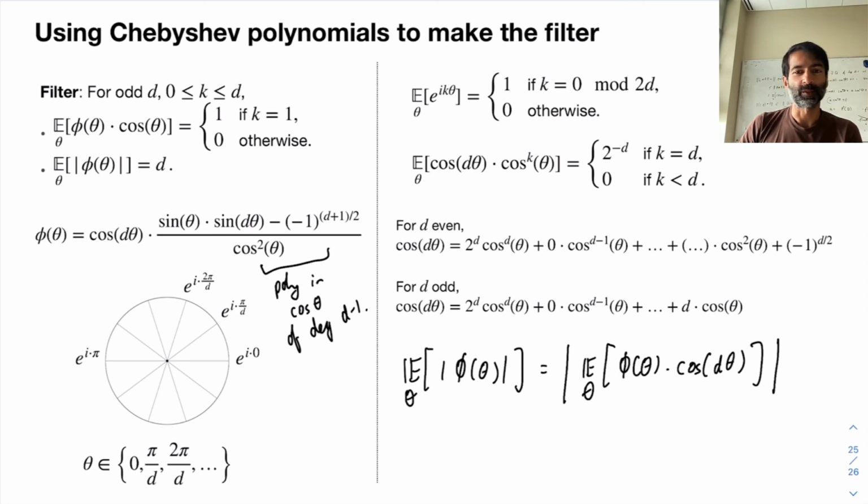Okay, so we have this identity, and now you see that because phi is a filter, we've already proved this part. What we're going to get here is the linear coefficient of cosine theta, which I explained has magnitude exactly d. So this is equal to d. All right, so I used a lot of properties of Chebyshev polynomials in this proof, and I hope you enjoyed it.